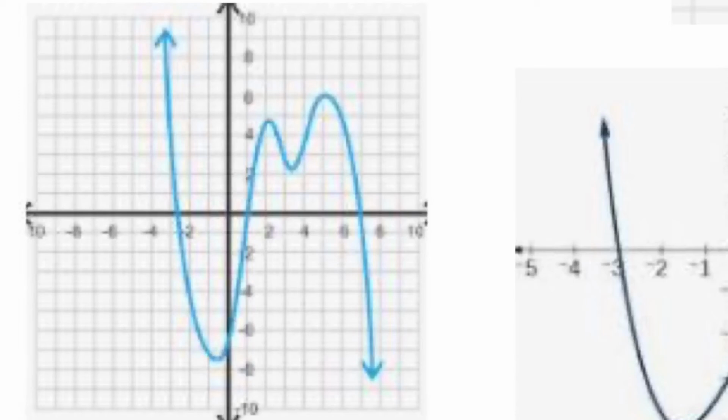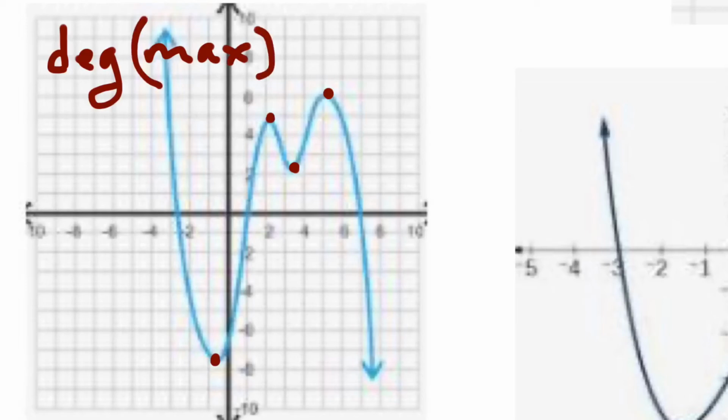So here's a turning point here. That's 1, 2, 3, 4. So there's 4 turning points. So that means the degree of my function, my max degree, is equal to the number of turning points plus 1. So it's 5. Okay, that makes sense because this is an odd function. It's got up-down behavior.